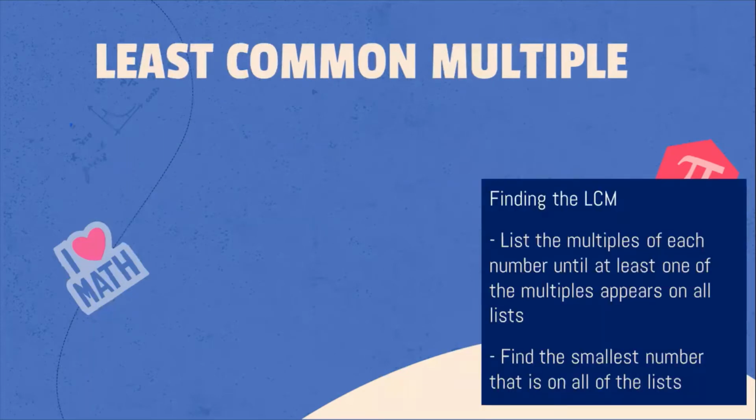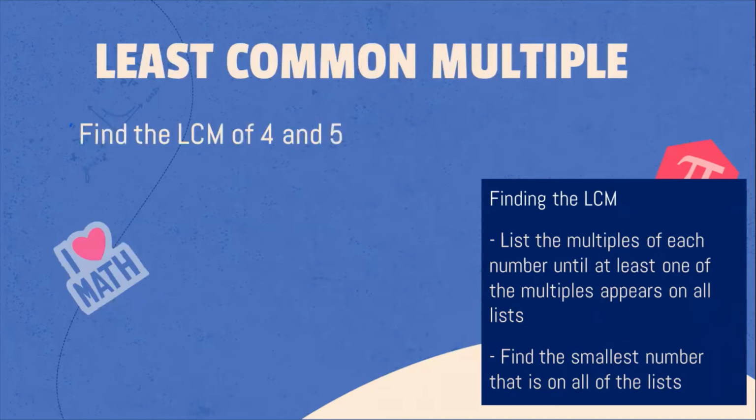Now, how do you find the LCM? We find LCM in different ways, but for today, we will be focusing on the listing method. First step, list the multiples of each number until at least one of the multiples appears on all of the lists. Number two, find the smallest number that is on all of the lists.